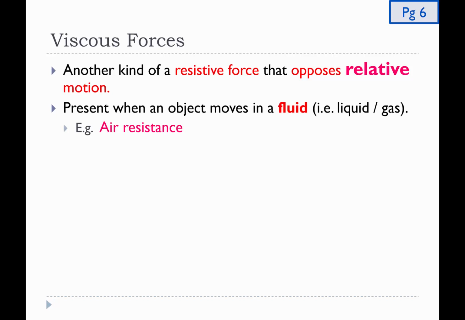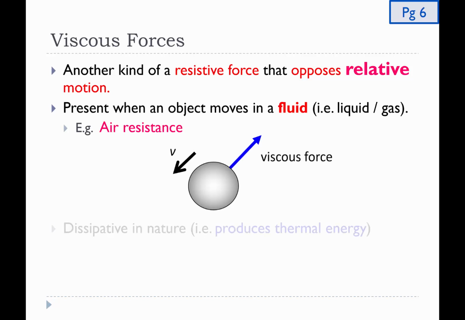Friction is normally considered between two hard surfaces, whereas for viscous force, it is when an object moves through a fluid. So if, let's say, I have a solid sphere here, moving towards the bottom left in a fluid, then in that case, there's going to be a viscous force acting against its motion. The similarity between viscous force and friction is also the fact that viscous force is dissipative in nature, meaning to say that when viscous force is present, it is inevitably going to produce thermal energy.